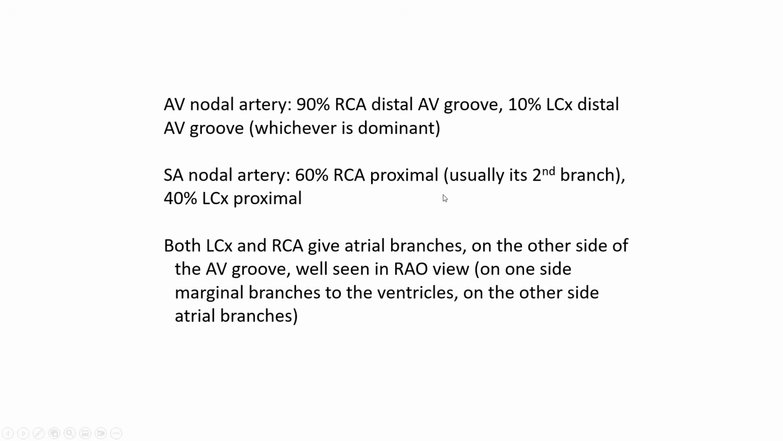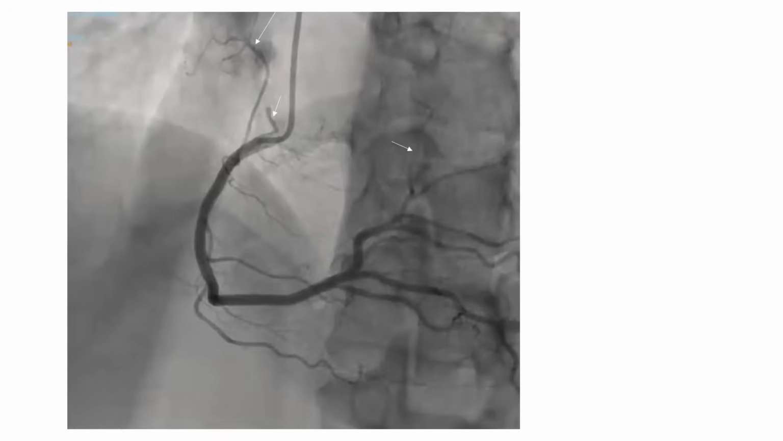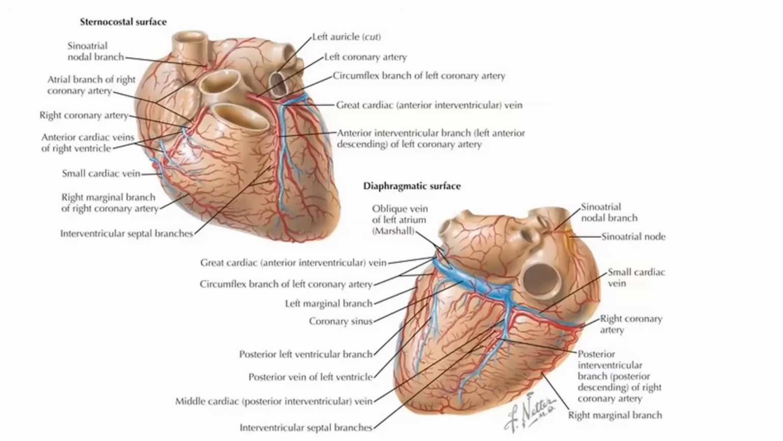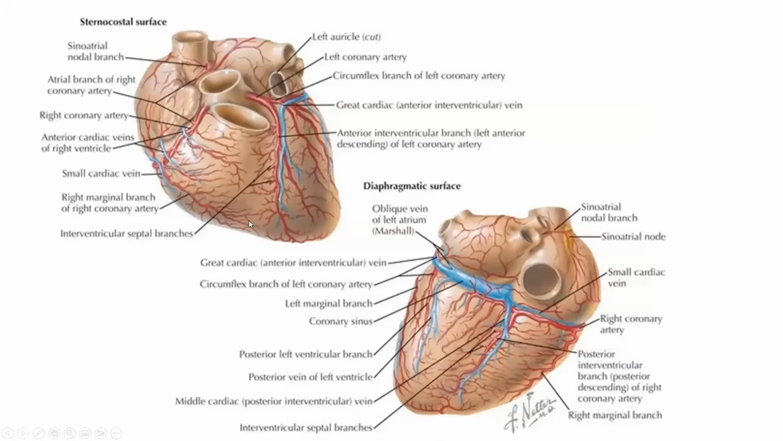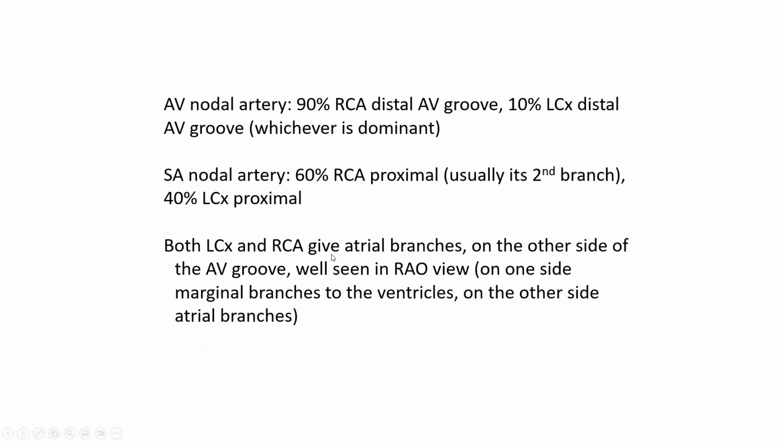And usually it's the second branch of the RCA. It's important to know that, the second branch after the conus. It's also important to know that the conus frequently arises with a separate ostium from the RCA, about a third of the time. It's a separate ostium than the RCA. And what does the conus feed? What part of the heart does the conus feed? Very important to know. It feeds the right ventricular outflow tract, this area of the heart. Both the left circumflex and the RCA give atrial branches on the other side of the AV groove, well seen in an REO view.